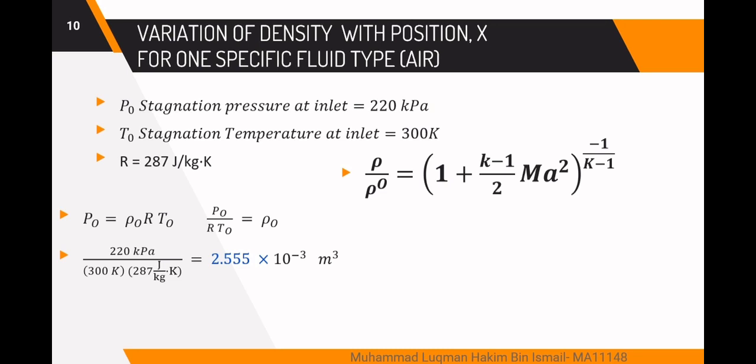And then we need to find the pressure at the desired point. Firstly, we need to find the density at the stagnation point by using the formula P naught equal to density naught times R times T naught, and then we get the density equal to 2.55 times 10 power negative 3 kilogram per meter cube. After that, we can use the formula of density ratio.